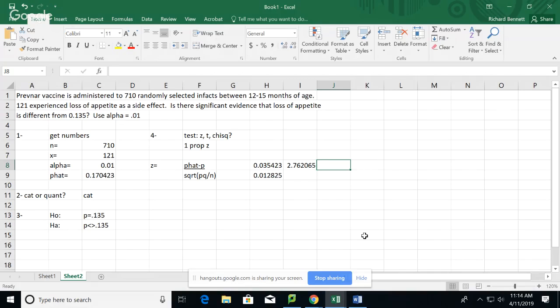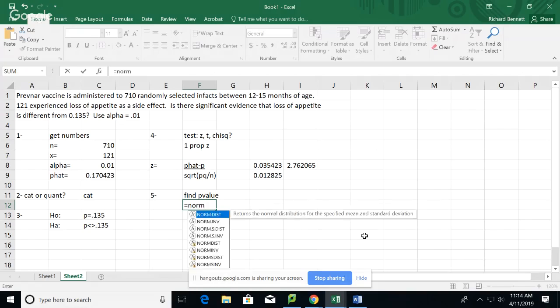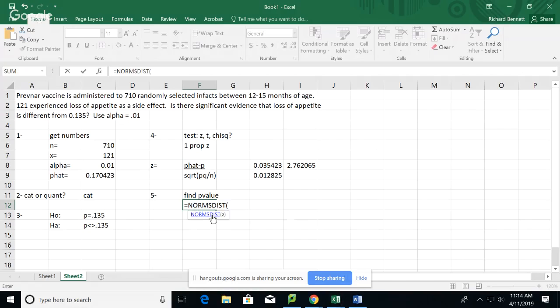What's next, Shire? And the p-value. To the computer. I can't hear you. Normal dist. Is that correct? What step did she forget to do?